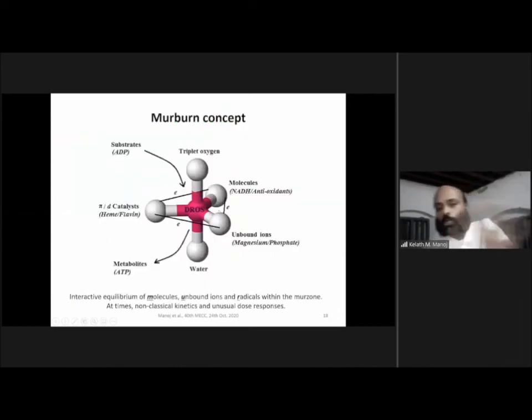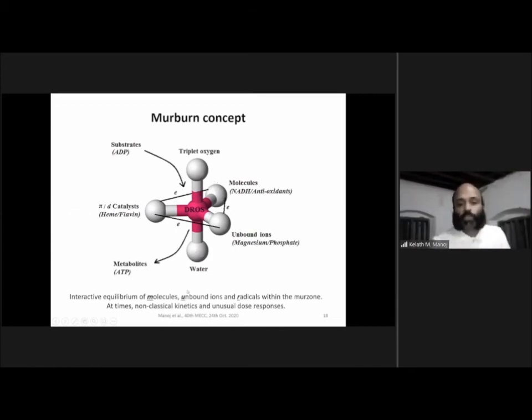So coming to the final couple of slides here, the Murburn concept, you can imagine that a cell is like this. The cellular component or an enzyme milieu is like this. That is, you have pi and d electron containing catalysts. You have unbound ions and you have special molecules. They are in interactive equilibrium here. So oxygen goes to water. It gets reduced. There are electron exchanges, proton exchanges here. And when a substrate goes in, say ADP, it becomes ATP with phosphate. If it is a chlorinating species like chloroperoxidase, it is getting chlorinated. If it is a hydroxylating reaction like in xenobiotic metabolism, it gets hydroxylated.